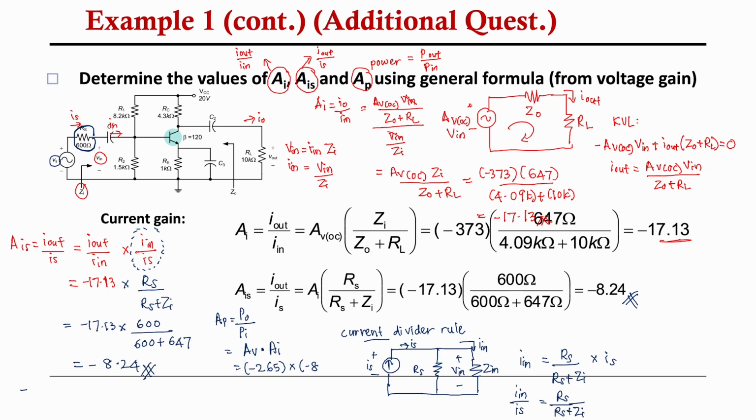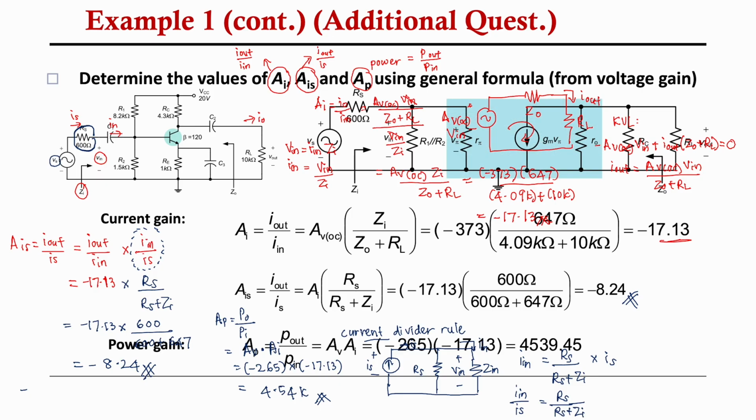It is not 8, right? AI is equals to, okay, 17.13. So you will get 4.54 kilo. Okay, alright, clear, yeah? Okay, so that is the answer.